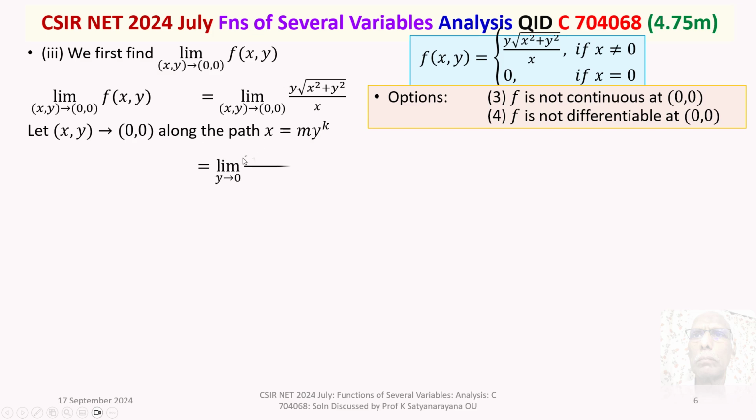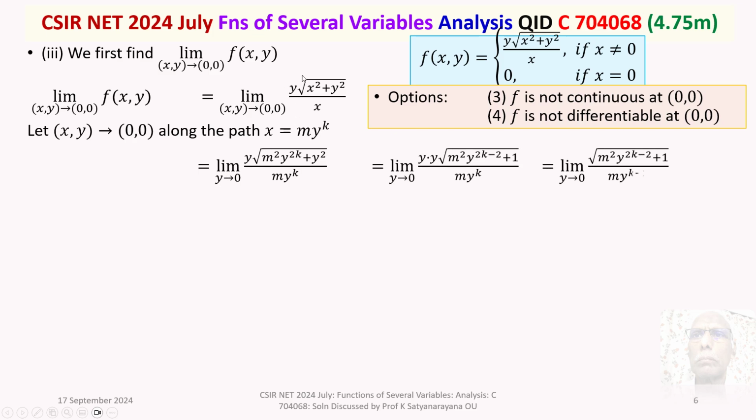This is equal to the limit. So everything will be converted in terms of y. Therefore, limit y tends to 0 of y into m square y power 2k plus y square by m y power k. Now, under the square root, take out y square. When y square comes out, it will come out as y. There is already y. So limit y tends to 0, y into y under the square root of m square into y to the power of 2k minus 2 plus 1, by m y power k.